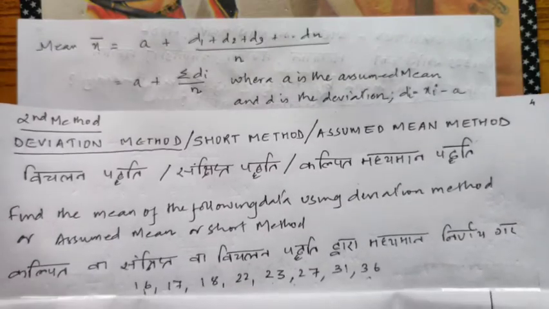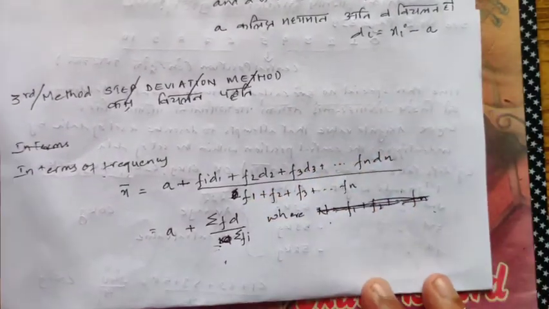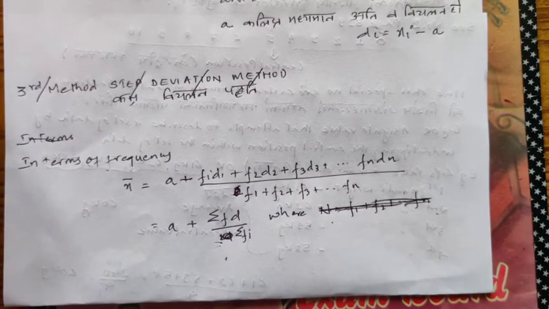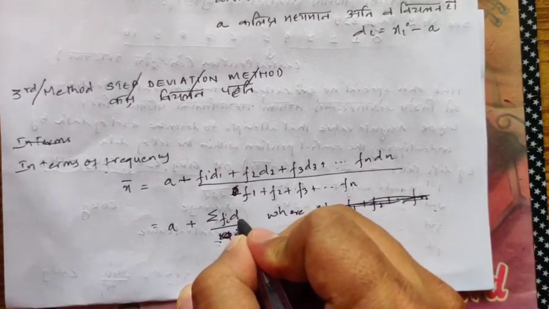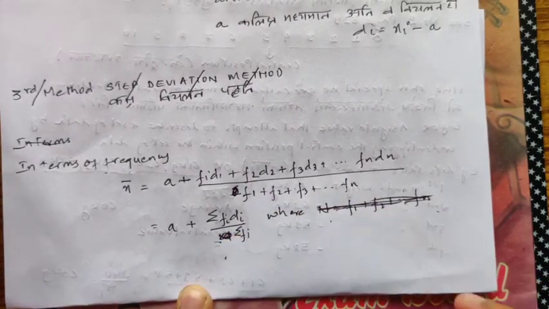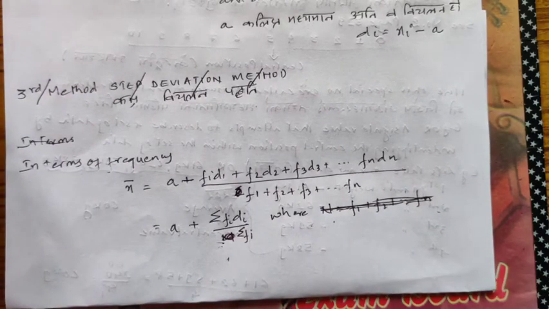When no frequency was given, this was the formula. When frequency is given, the formula changes into this. You can pause the video, copy this. X bar equals a plus f1 d1 plus f2 d2 plus f3 d3 till fn dn by f1 plus f2 plus f3 till fn. In the next step, this turns into a plus summation fi di by summation fi, where i is 1 till n. So you can copy down this formula.